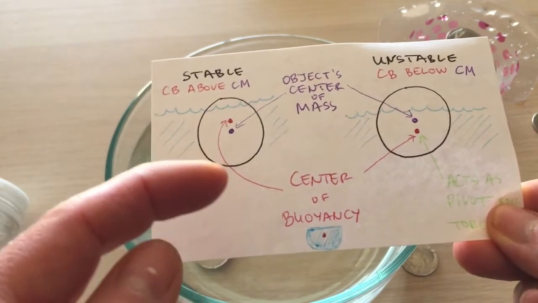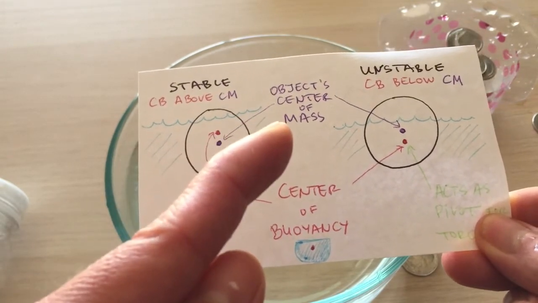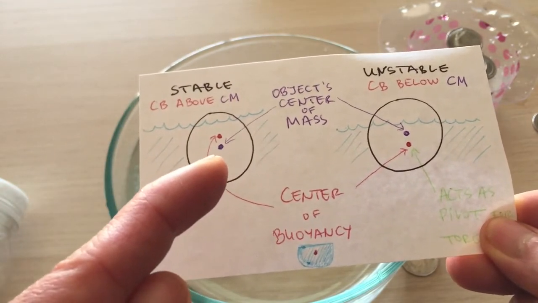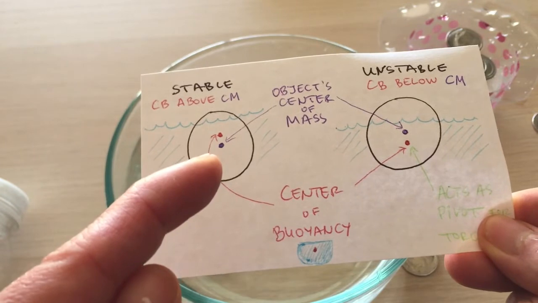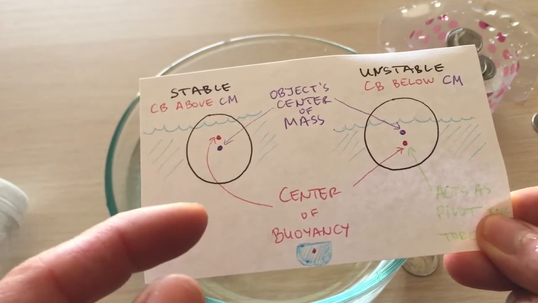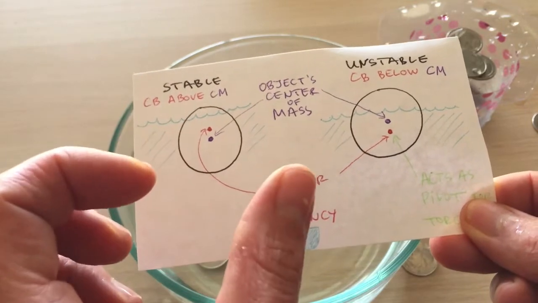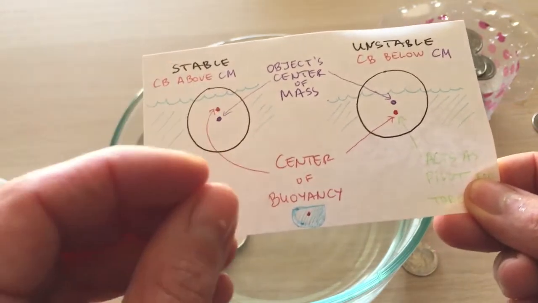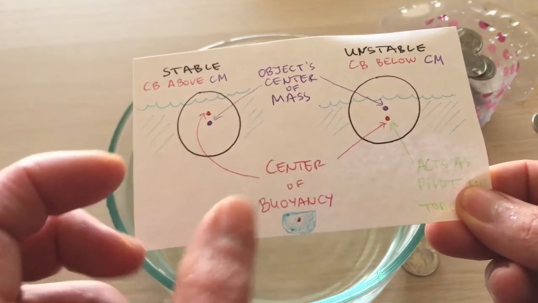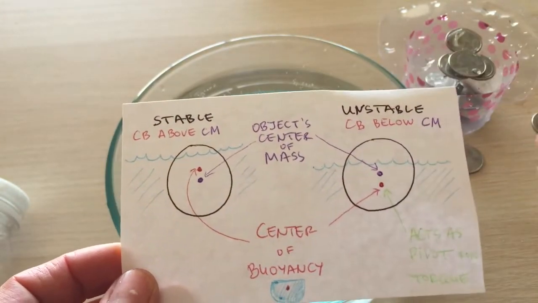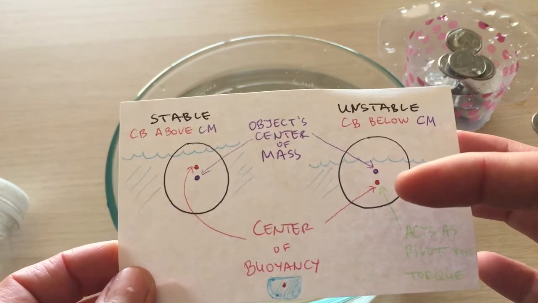If the center of mass of the object sits on a perfectly vertical line below the center of buoyancy, the object would be stably floating. In fact, even if you introduce a little bit of rotation, there will be restoring forces that would bring it back to equilibrium.